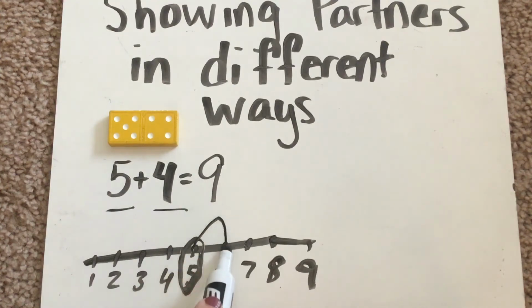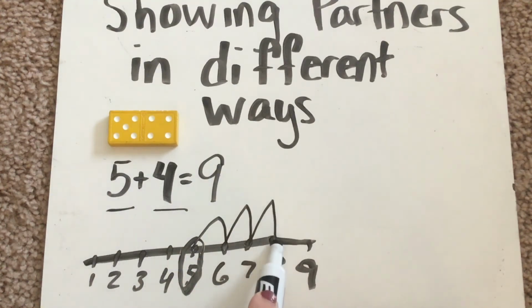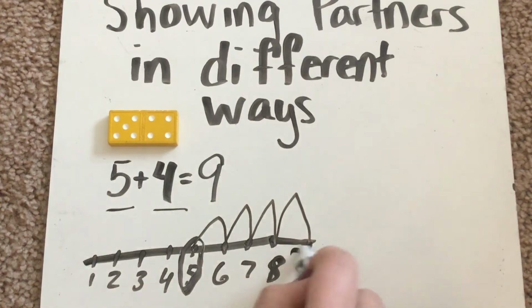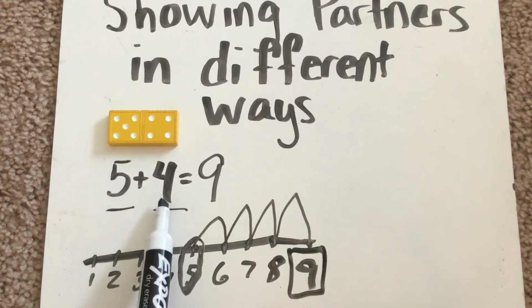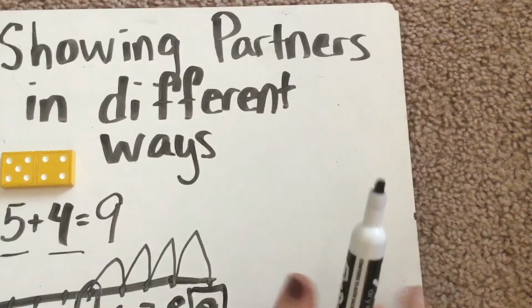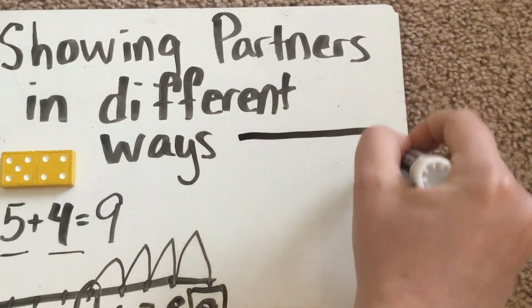So 1, 2, 3, 4. What number did we end on? We stopped at the number 9, just like in our equation. If I have 5 and I go 4 more on the number line, it puts me at 9. Awesome, let's do it with a 10 frame.